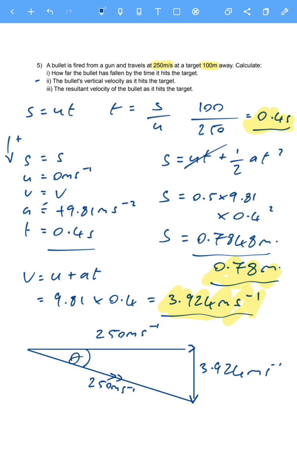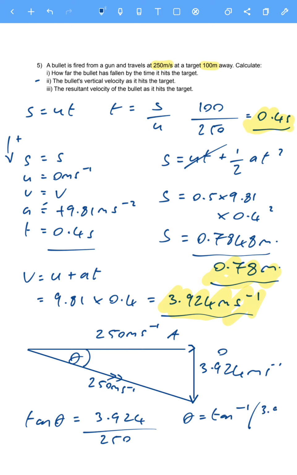Let's find the angle out and see what the angle is for the direction. So we've got opposite, we've got adjacent. So that'll be tan of the angle is equal to 3.924 divided by 250. So let's see what this is. So theta would be inverse tan of that value. I'll actually write this in, 3.924 divided by 250. So if you calculate that, that gives an angle of 0.89 degrees or 0.899. So 0.9 degrees from the horizontal.